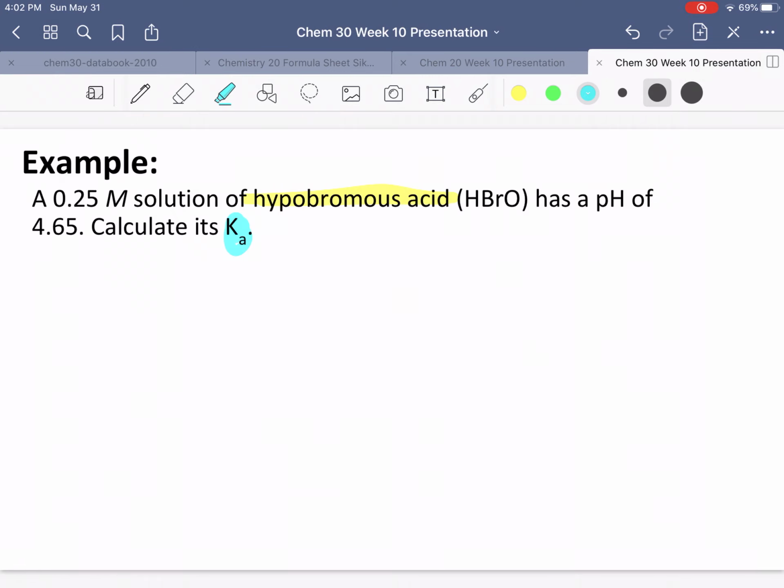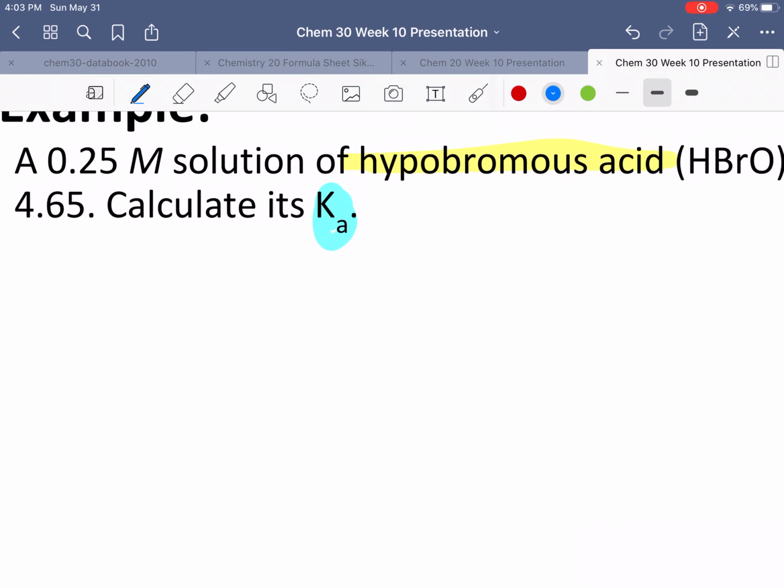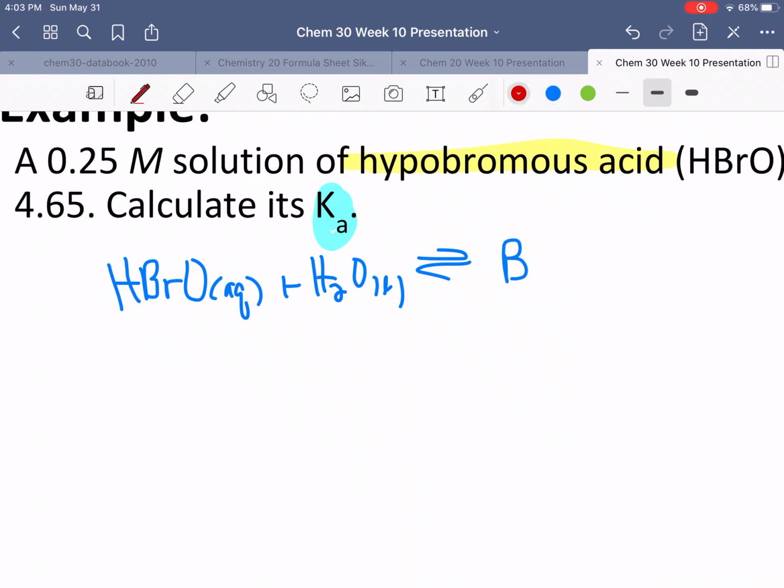Okay, so hypobromous acid, not one of the strong acids. How do I know? Because I glanced through that list of 6 and it's not one of them. Ding, ding, ding. There we go. Your first step with this always needs to still be writing out the balanced chemical equation. And in this case, it is a balanced acid ionization equation. So we write the acid, HBrO aqueous, being added to our liquid water, of course, and it is a weak acid, so equilibrium arrows.